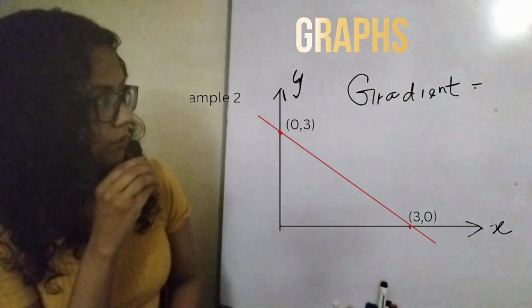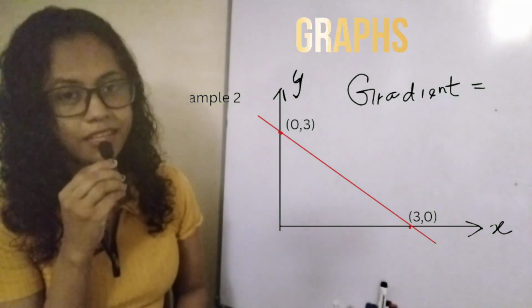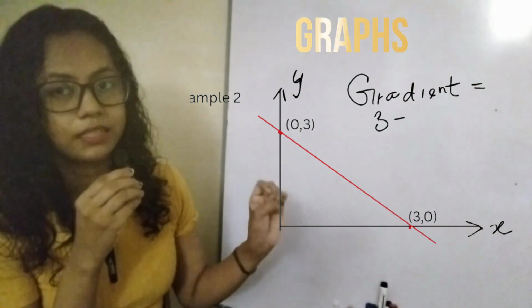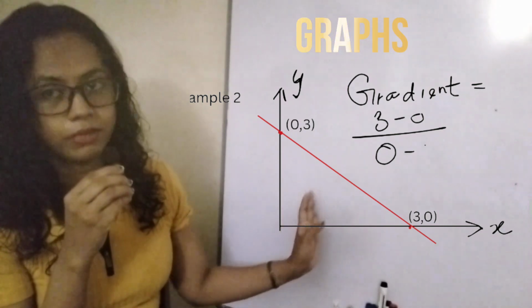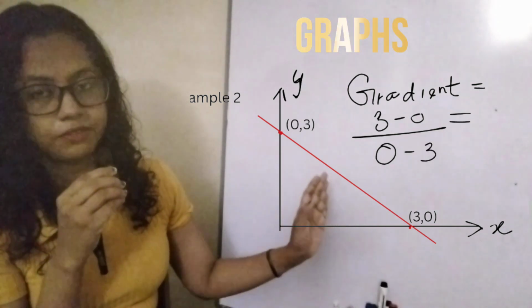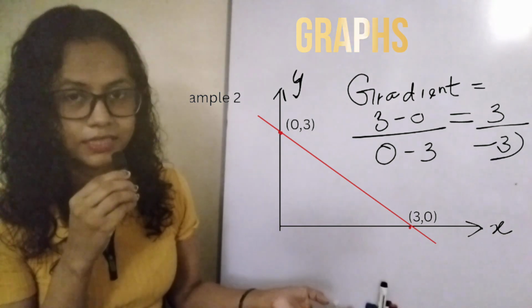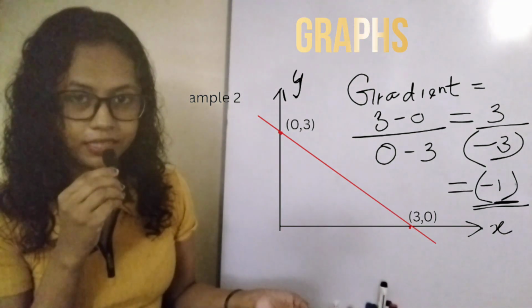The gradient will be change in y coordinates divided by change in x coordinates. Change in y coordinates is 3 minus 0. Change in x coordinates is 0 minus 3. So 3 is divided by minus 3. Answer is minus 1. This is a negative gradient.